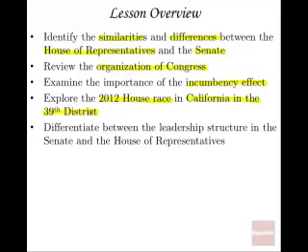and how that's different from the Senate. And then we're going to differentiate between the leadership structure in the Senate and the House of Representatives. So in the final part, we're going to look at how it is structured differently in the House and the Senate. What are the similarities and what are the differences there?